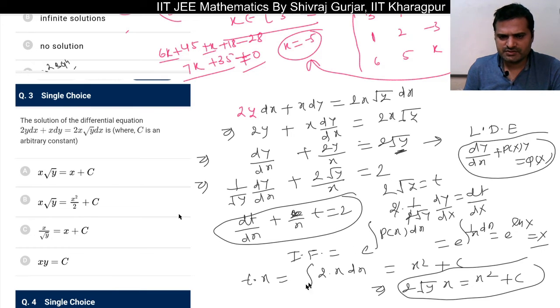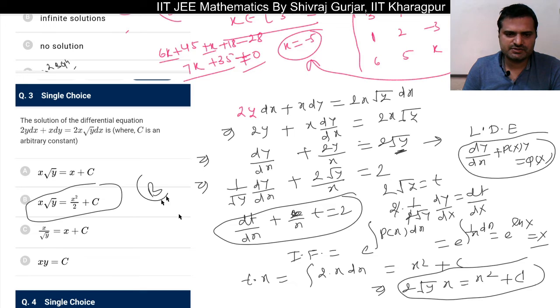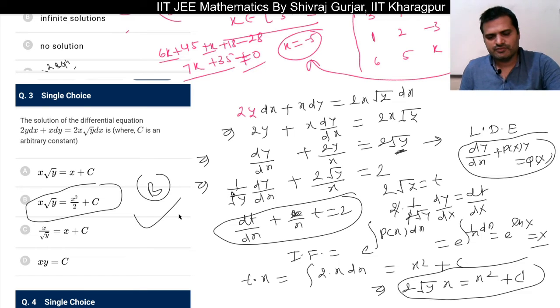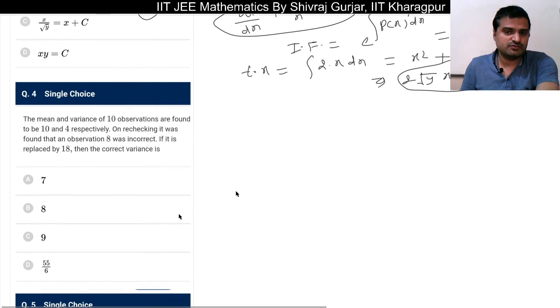Yeah, 2 root y is t, 2x dx, so that is x square. Okay, if we multiply this equation by 2, then this 2c can be some c raised. Okay, so b is the answer. I hope this is understood. Let us move to the next question.